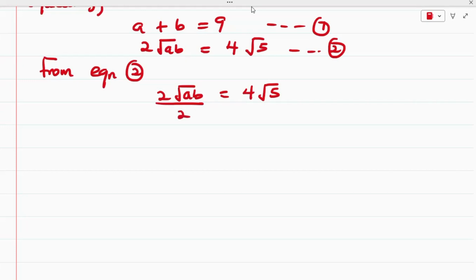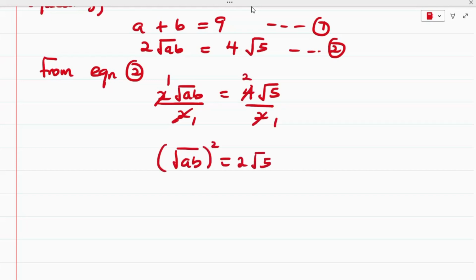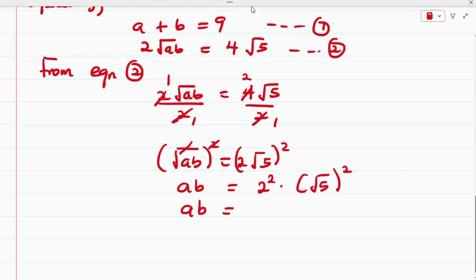So divide both sides by 2. So we have the root of ab is equal to 2 into the root of 5, since 4 divided by 2 is 2. So squaring both sides right here, this is going to cancel out this. We have ab is equal to 2 raised to the power of 2 multiplied by the root of 5 raised to the power of 2. We have ab is equal to 2 raised to the power of 2 is 4 multiplied by this, cancel out this, we have this to be 5. So we have ab is equal to 4 multiplied by 5 is 20.